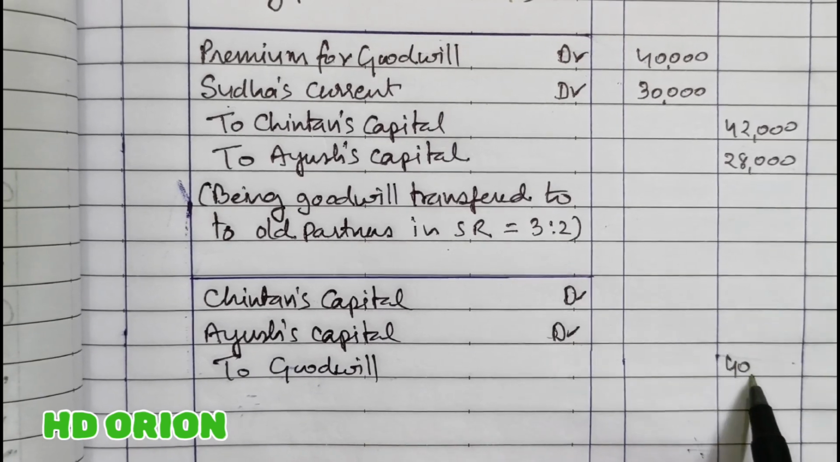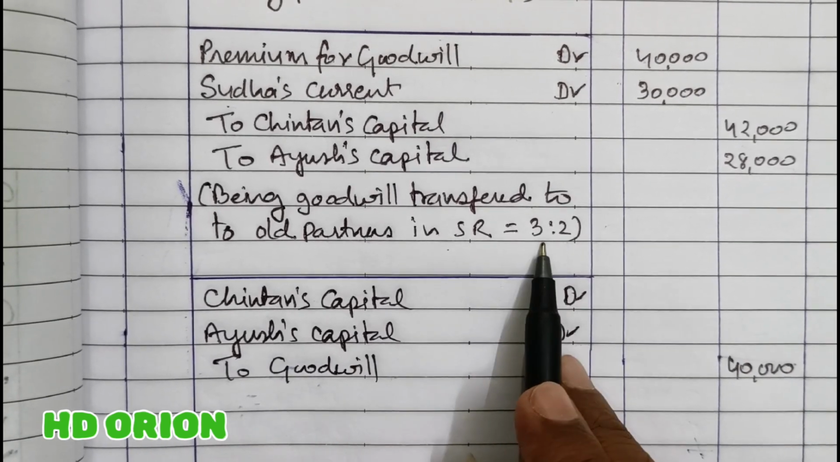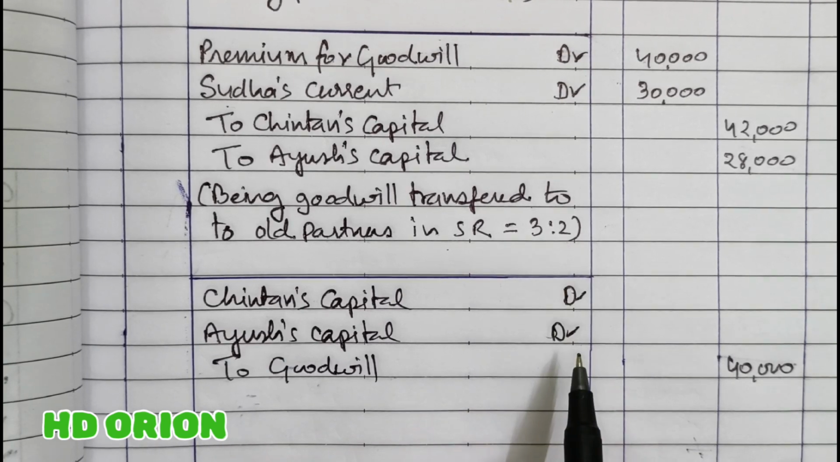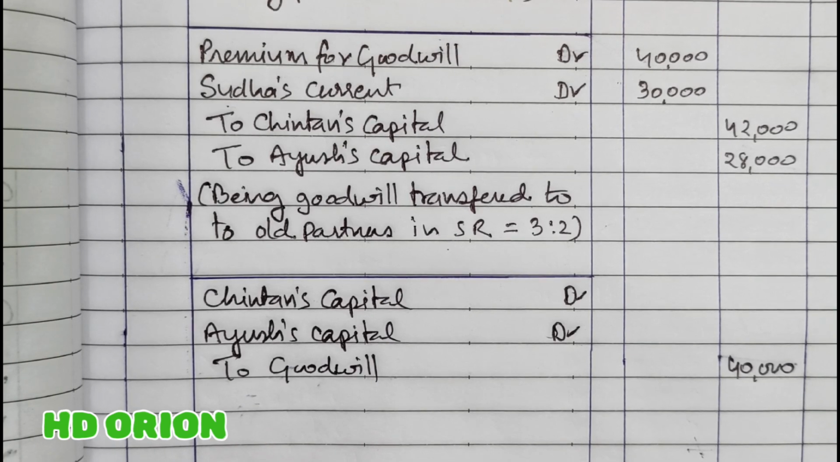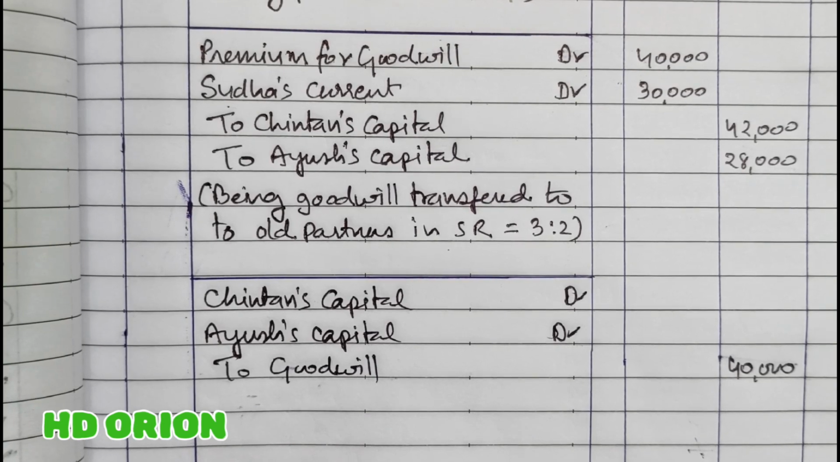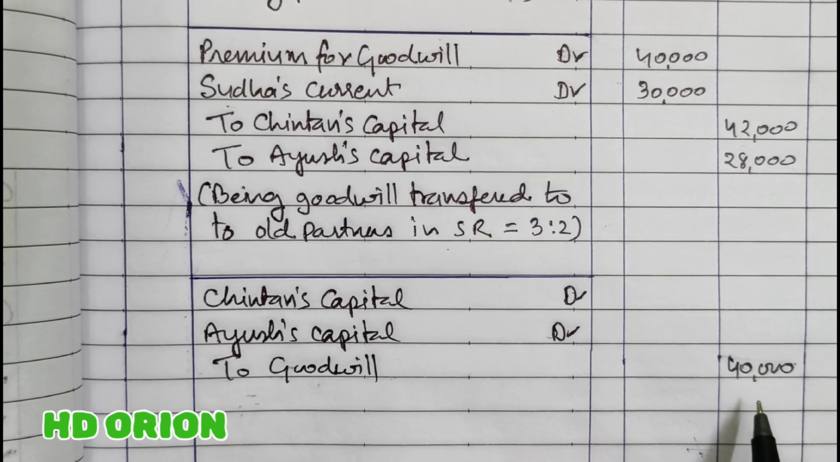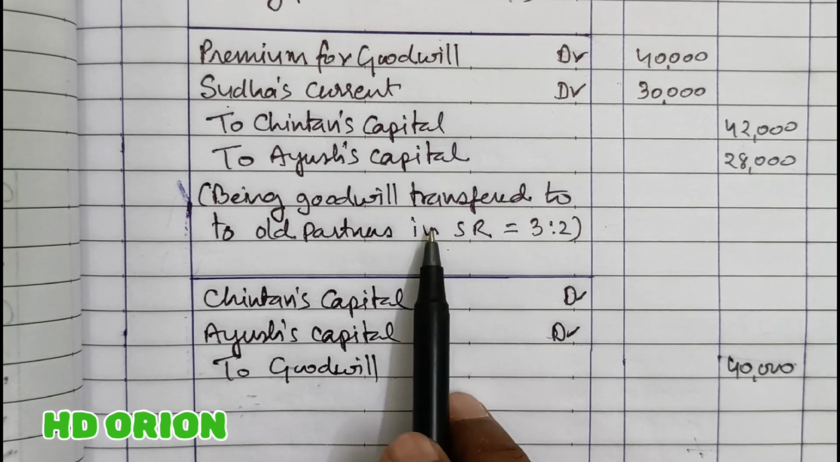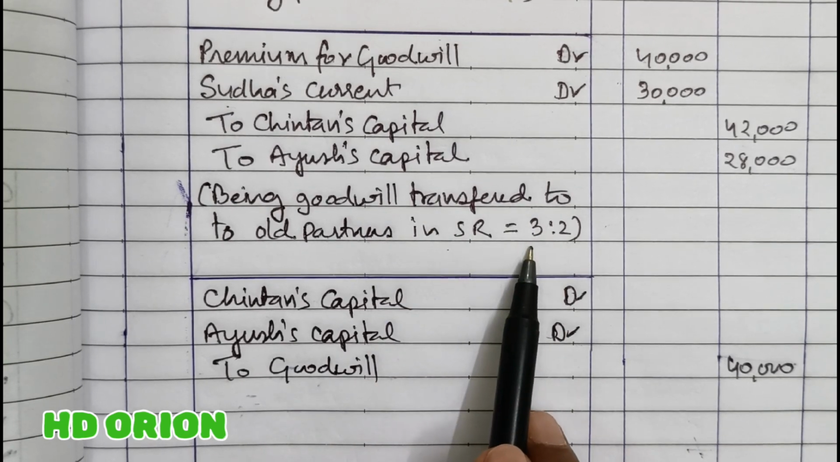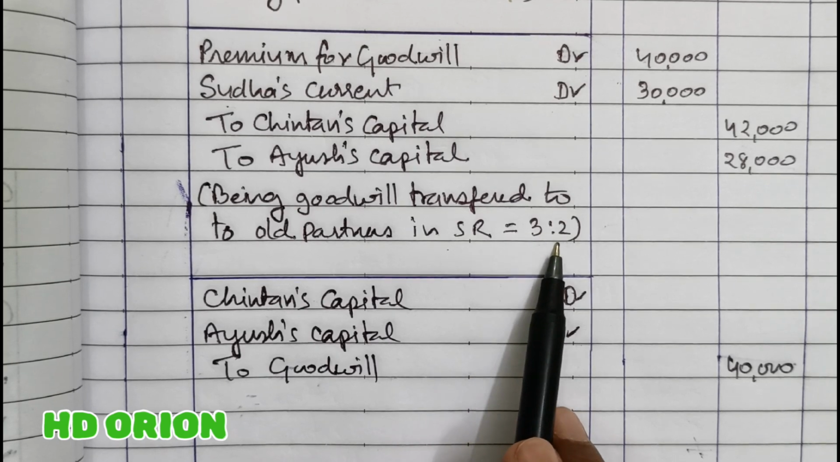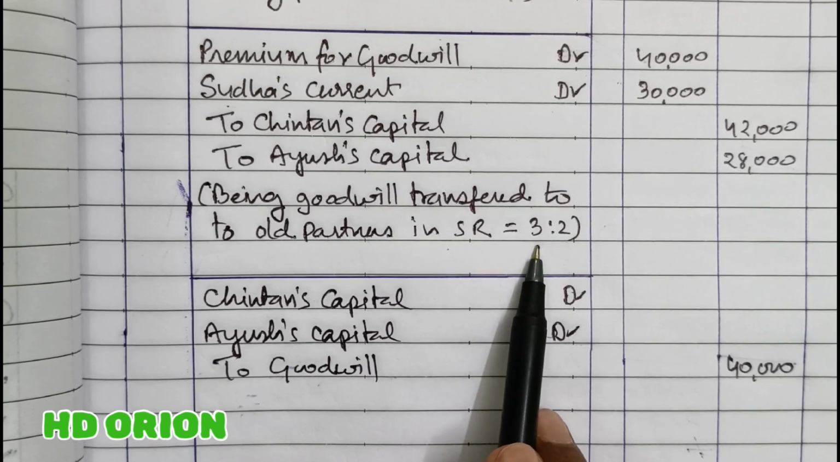So it is 40,000 and old ratio and sacrificing ratio are the same, because in the question a new or different profit sharing ratio is not suggested, nor is the sacrificing ratio given. As a result, the old ratio will be our sacrificing ratio. Even if you calculate it, you will find the same old ratio as sacrificing ratio. Here in the previous journal entry, old ratio is 3:2, sacrificing ratio is also 3:2. But we are focusing here on sacrificing ratio.